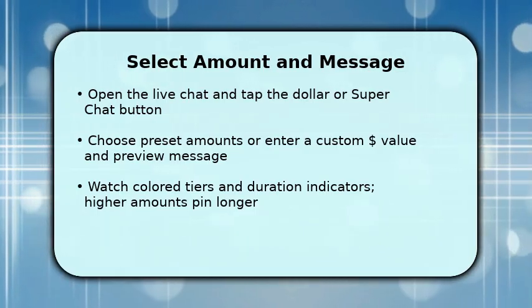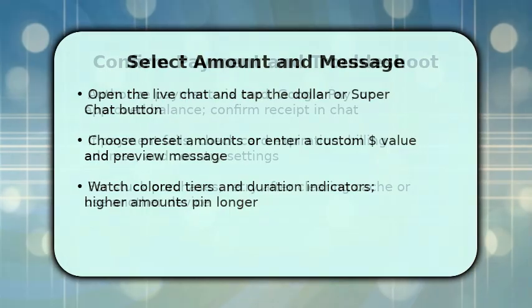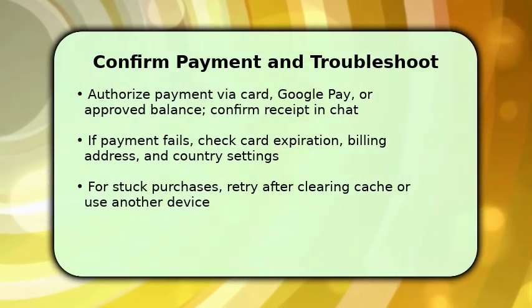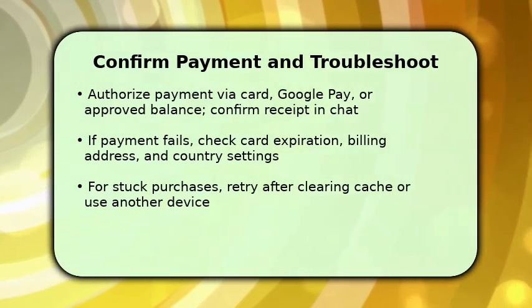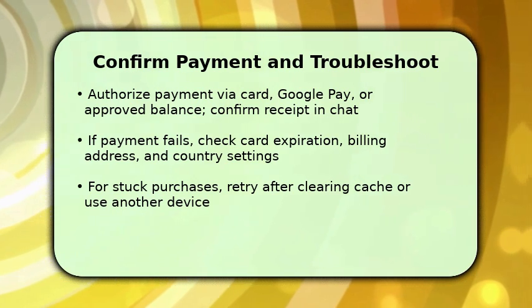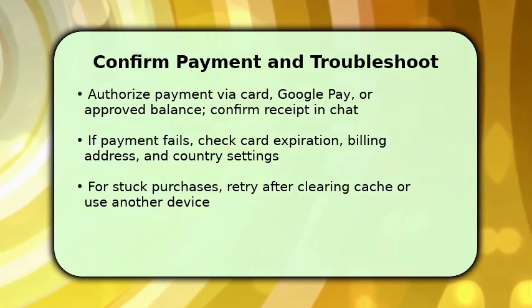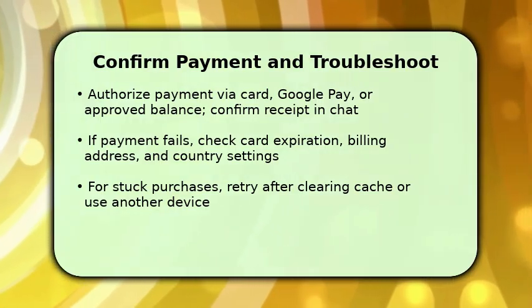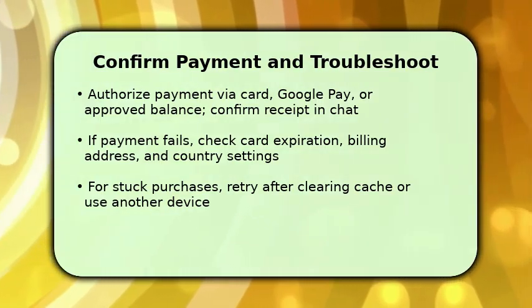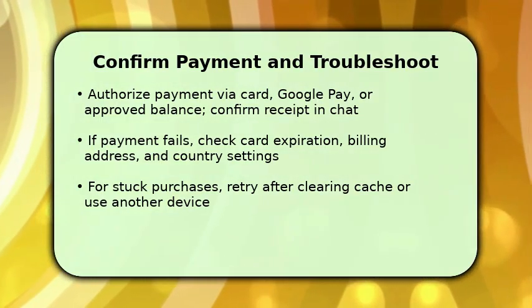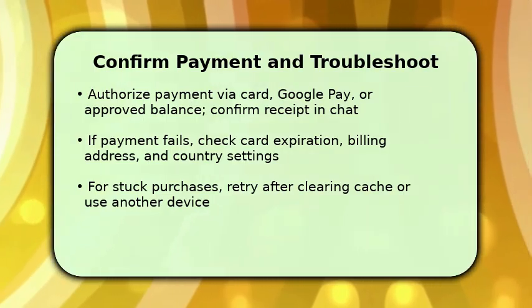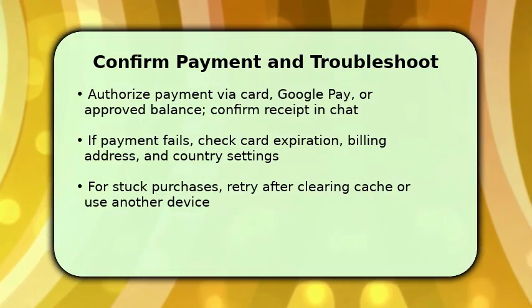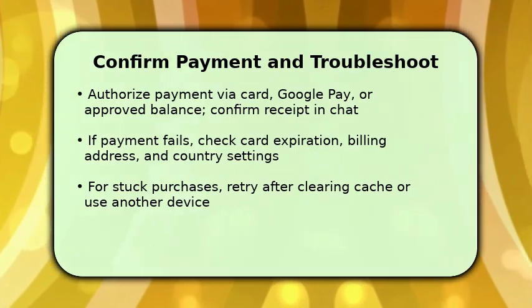Authorize the payment using your selected method and wait for the confirmation overlay. Once processed, your Super Chat message will appear highlighted and possibly pinned. If payment fails, first check card expiration, CVV, billing address, and country eligibility versus the creator settings, then retry. If the purchase looks pending or the chat doesn't update, clear your cache, sign out and back in, or try another device. This resolves most issues.